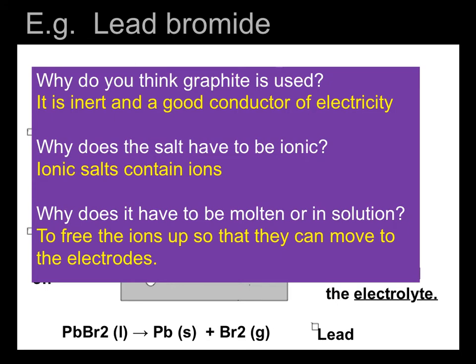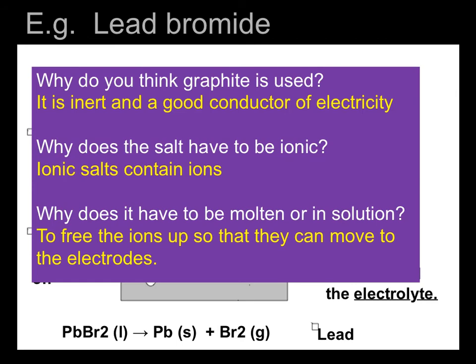The next question we've already covered, but we're writing in just to be really clear. Why does it have to be molten, or even we could dissolve it to make a solution? We're going to write in the yellow sentence again, to free up the ions so that they can move to the electrodes. Remember, I said that if the ionic substance is solid, the ions are held in a fixed position by really strong ionic bonds and the ions are not able to move.